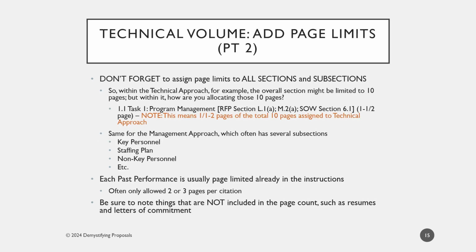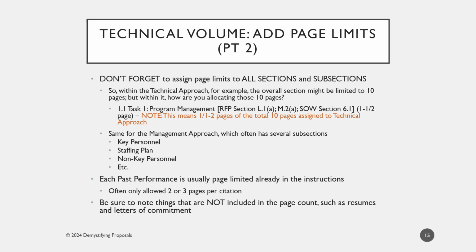Don't forget to assign page limits to all sections and subsections. So within the technical approach, for example, the overall section might be limited to 10 pages, but within it, how are you allocating those 10 pages? So using the same example as we had before, task 1, program management, we're assigning a page and a half to that section. That doesn't mean that it's a page and a half on top of the additional 10 pages. It's a page and a half within the 10 pages of the technical approach.